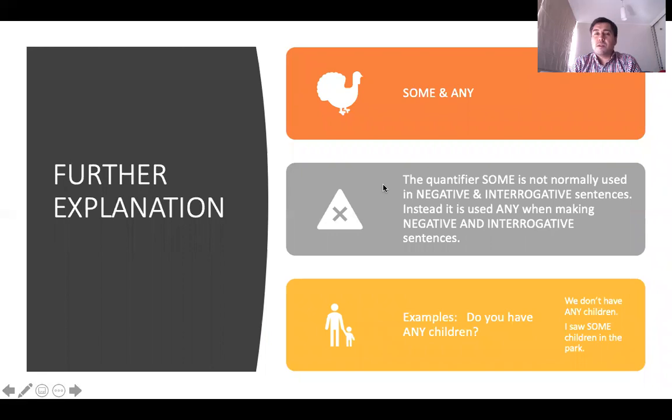Now let's continue with the words some and any. The quantifier some is not normally used with negative and interrogative sentences, and instead what is used is the word any. For example, did you have any children? Question. We don't have any children. Negative. I saw some children in the park. Affirmative.